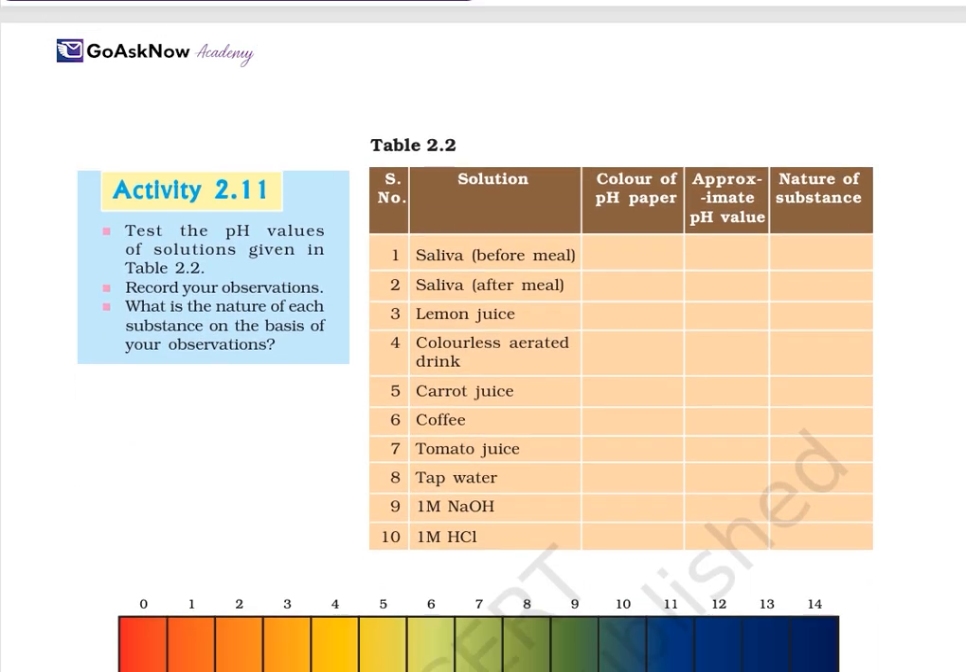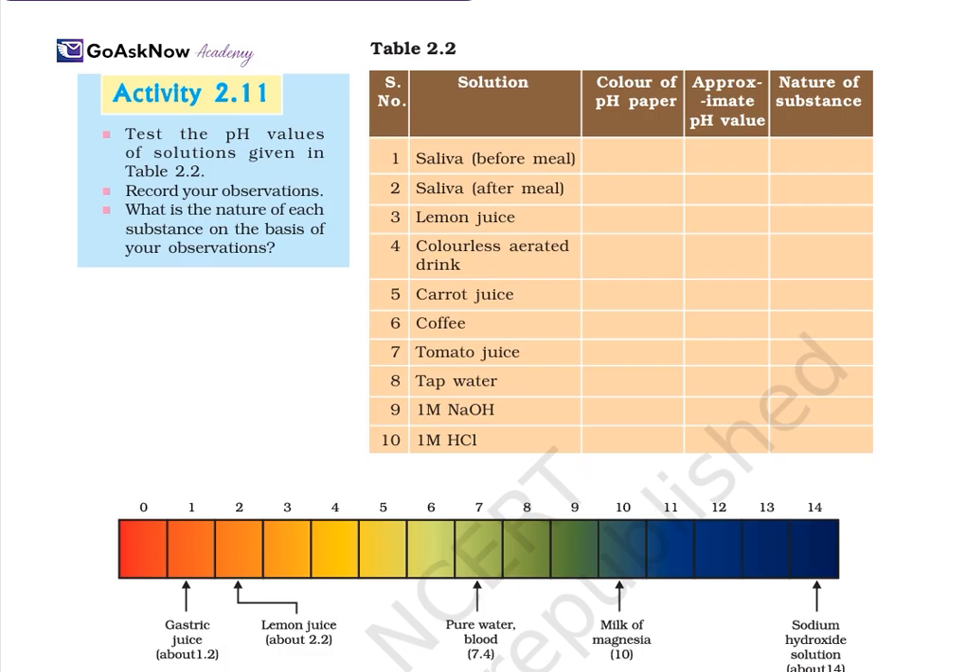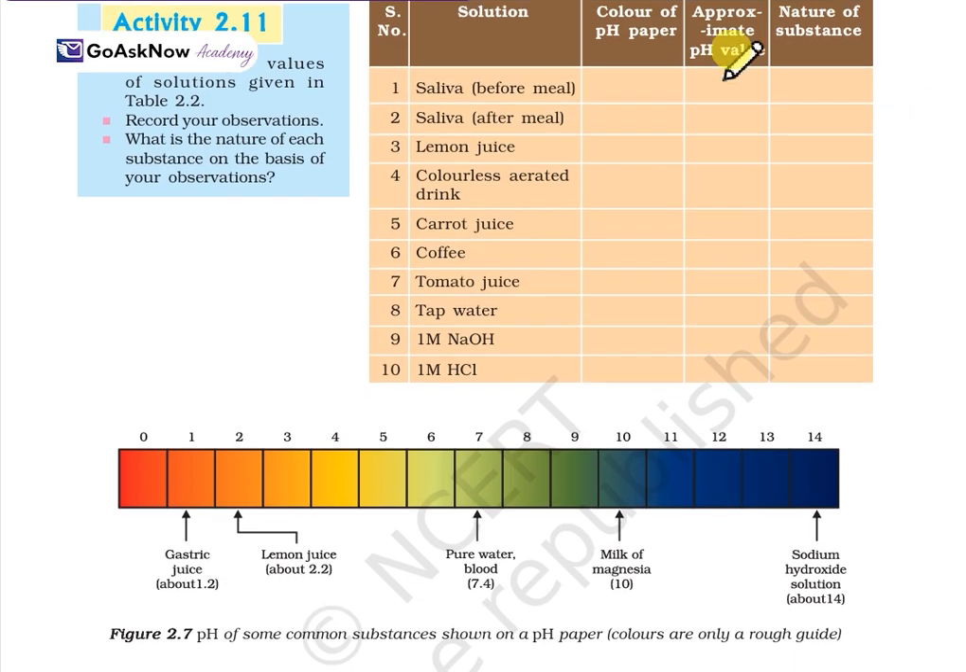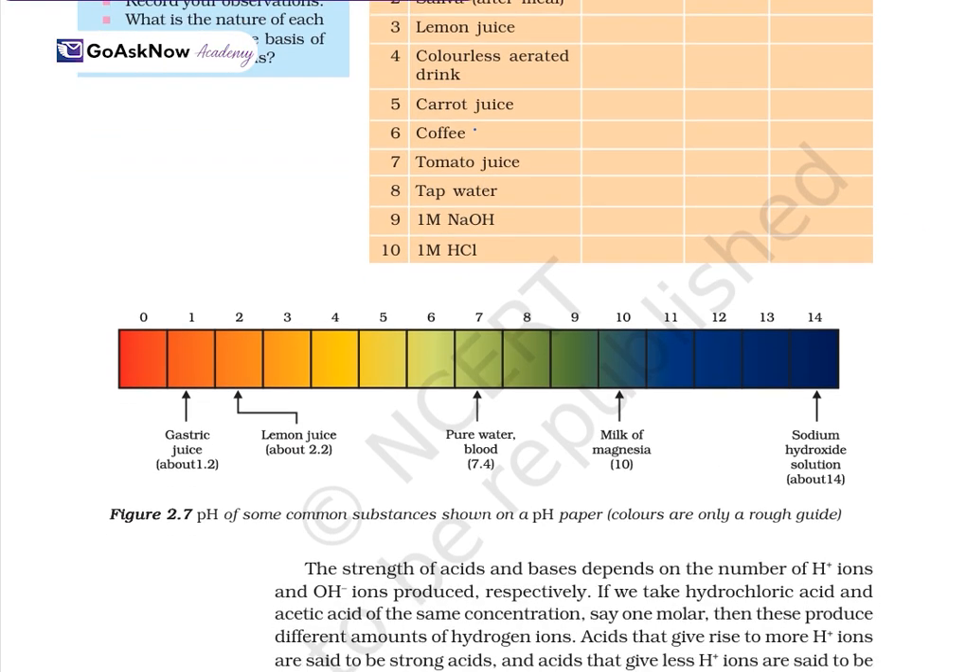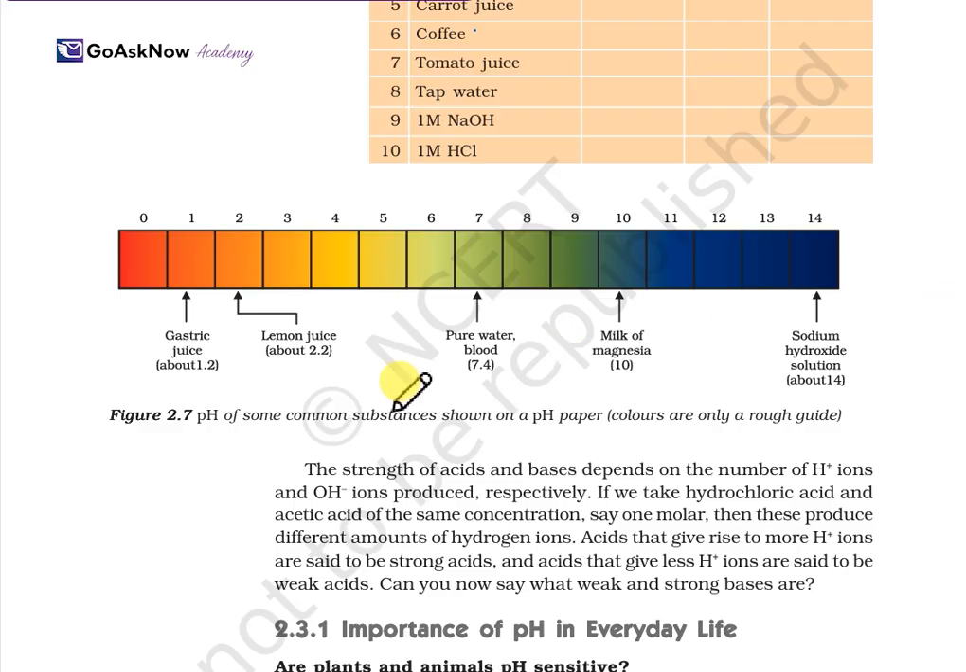Different things have different pH values. Color of pH paper, approximate pH value: saliva before meal, saliva after meal, lemon juice, colorless aerated drinking water, carrot juice, coffee, tomato juice, tap water, 1 M NaOH, HCl, all have different pH values. The pH of some common substances shown in the pH paper colors is only a rough guide, not the exact value, but yes.